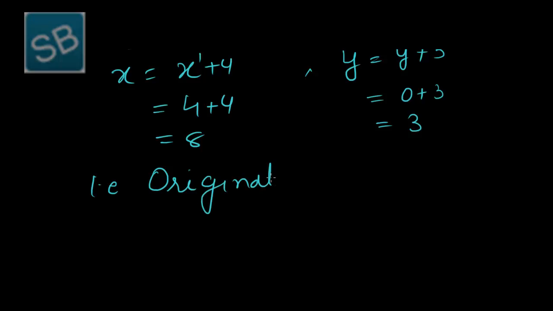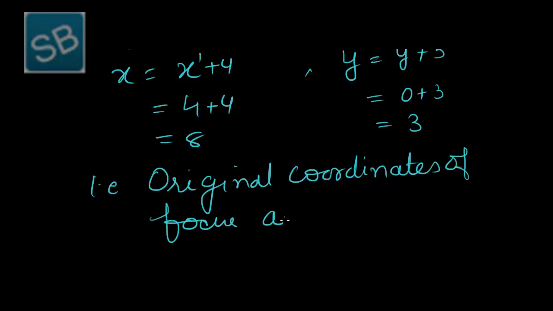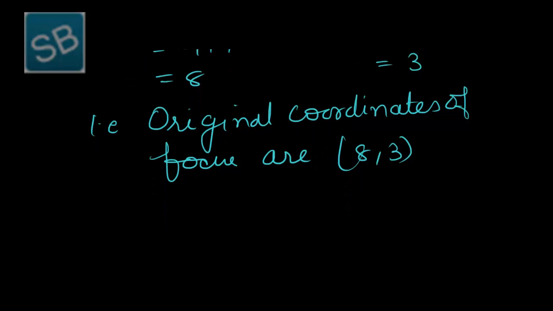original coordinates of focus are 8, 3. So by this way we can get the value of a of new coordinate and then substitute in the relation, we will get the corresponding old coordinate of the given parabola.